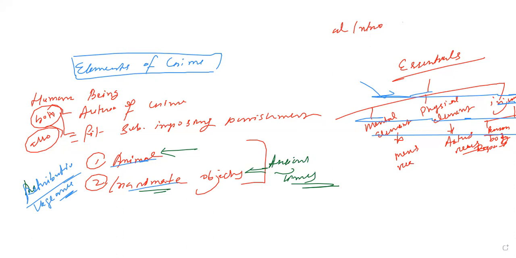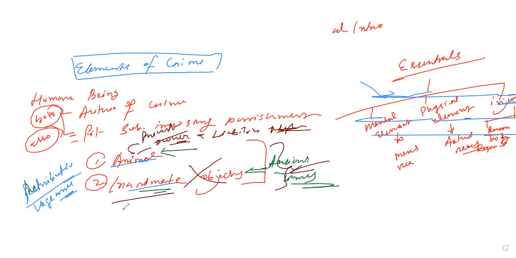But in the present era, we don't punish the animal. Sometimes the owner has some liability for negligence, and not the animals. Sometimes some dangerous animals are shot dead as a preventive measure. And we don't throw inanimate objects out of the state as a means of punishment. That used to happen in ancient times.